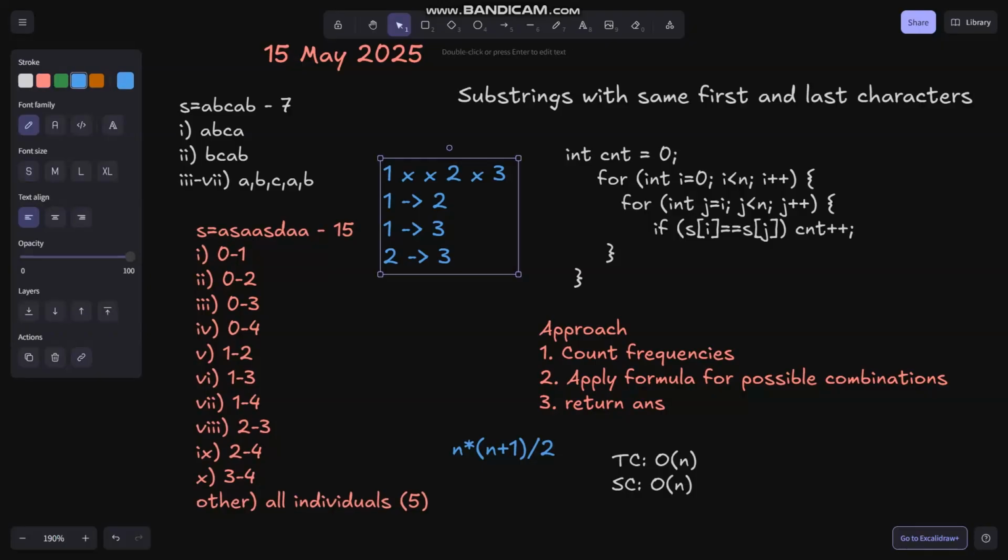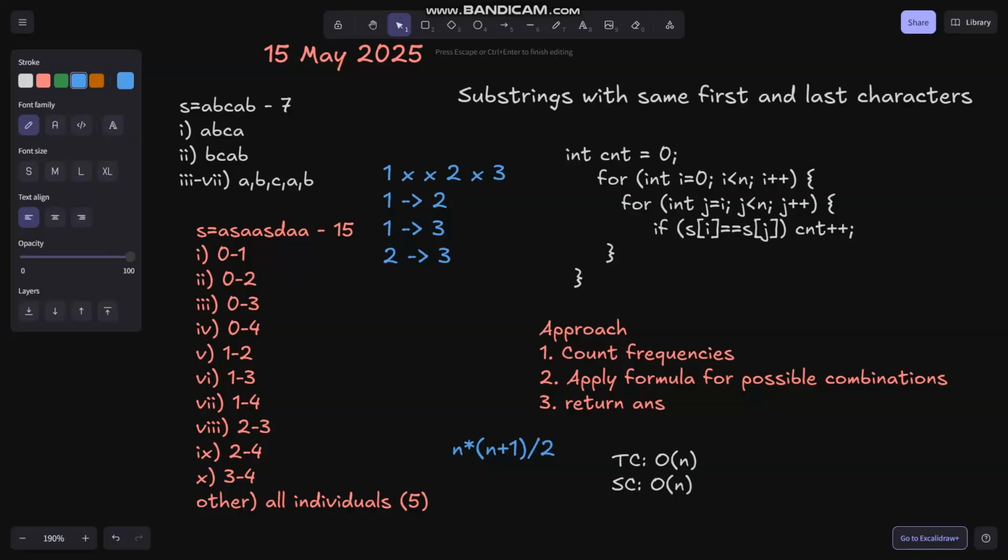For example, suppose positions 1, 2, 3 are, let's say, A, and other characters are in between, X and X are other characters. So what would the possible substrings be? If we start with the first A, we can end with this or we can end with this. So I've written both those possibilities. Then if I start with the second A, I can only end with this. I cannot go back, right? You cannot change the order of characters. We are asked for substrings. So that is why there are only 3 possible cases.